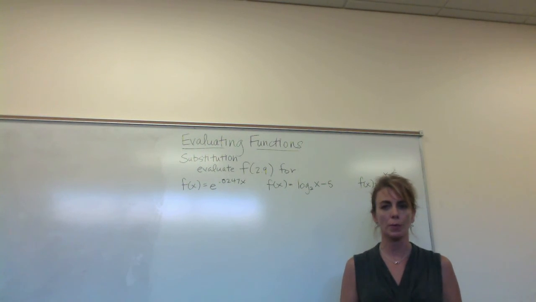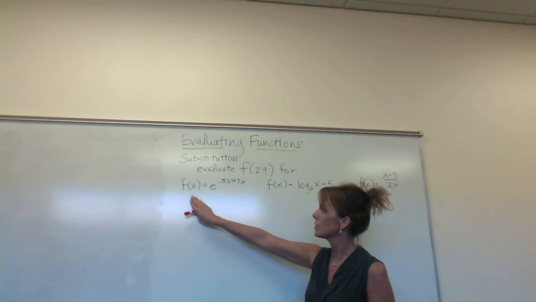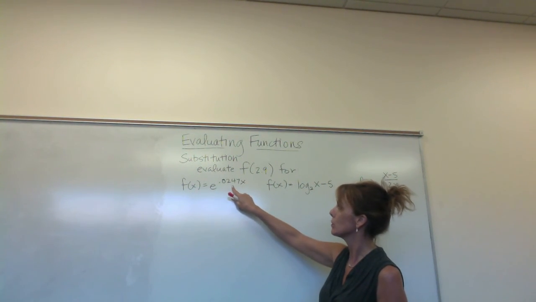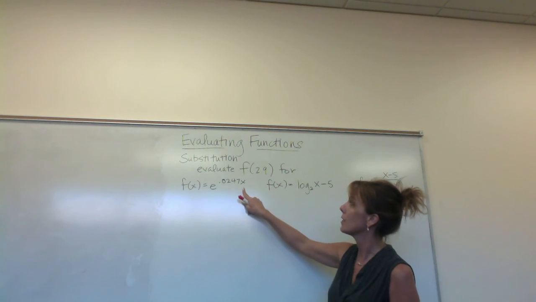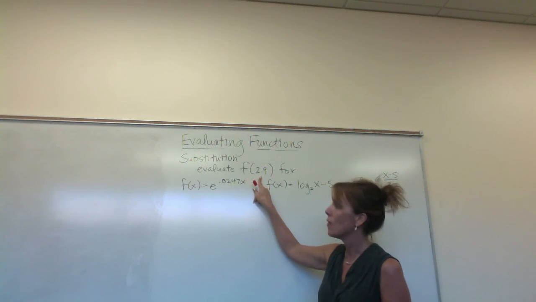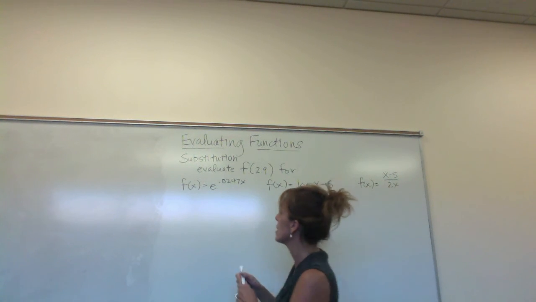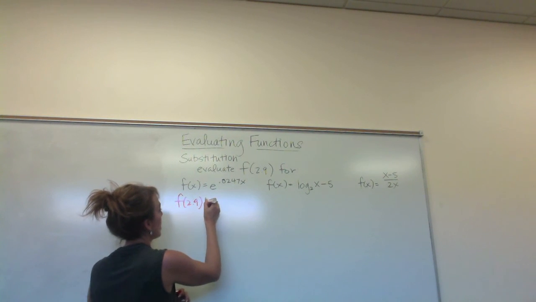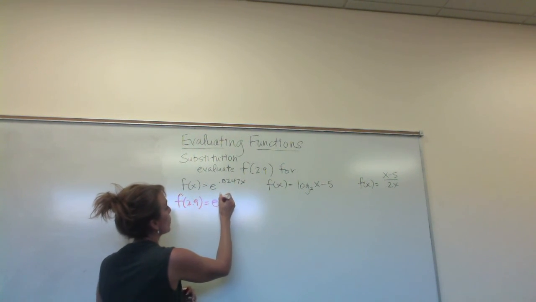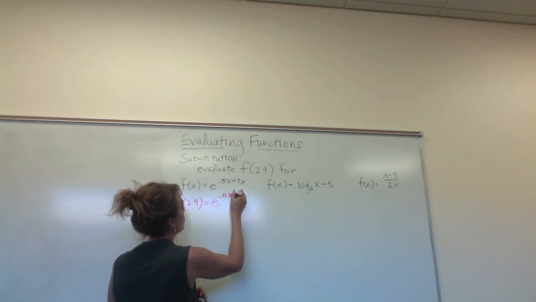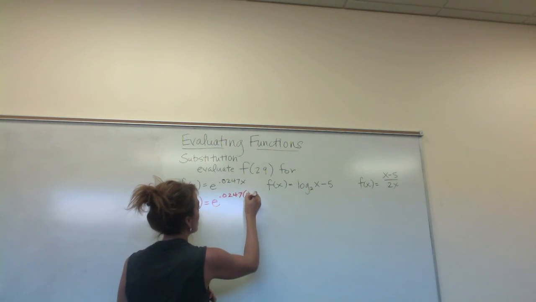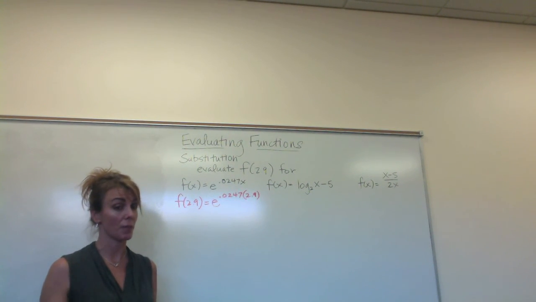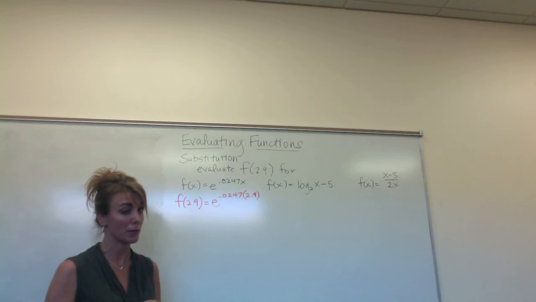Okay, so just like with a polynomial function, when we have a function defined, f of x is equal to e raised to the 0.0247x, and we want to evaluate f of 2.9, then in each case that we see an x, we are going to replace it with 2.9. So e raised to the 0.0247 times 2.9. Now, I don't know this off the top of my head, and I'm thinking that probably you don't either.